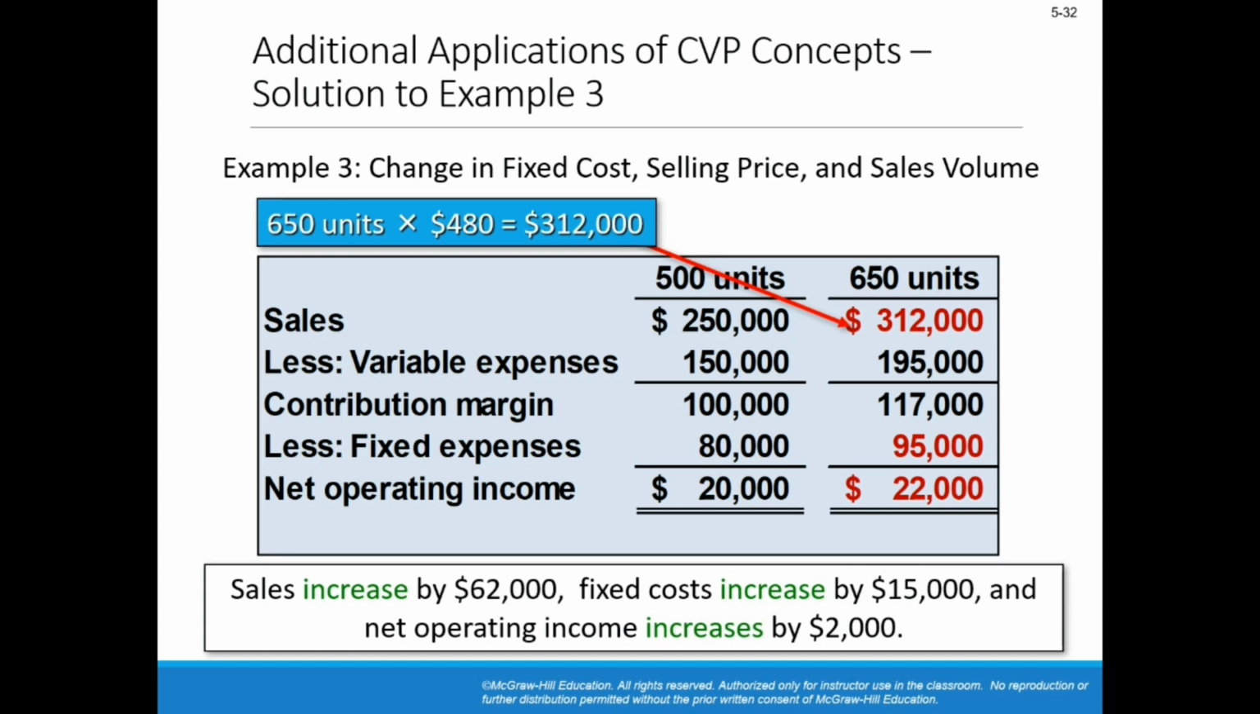This 312,000 is the 650 multiplied by 480. 480 comes from the old 500 minus the discount in the price of $20. And your fixed expenses increased by $15,000 due to the advertising budget. Your net operating income due to that increased by $2,000. And again, this is a favorable outcome.